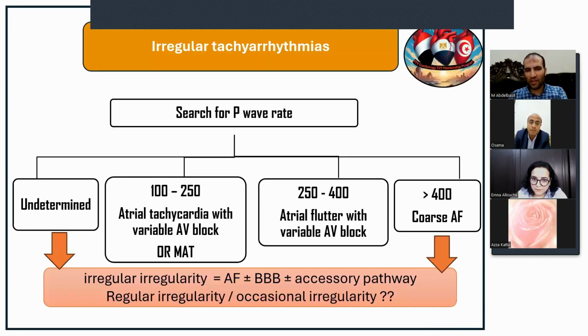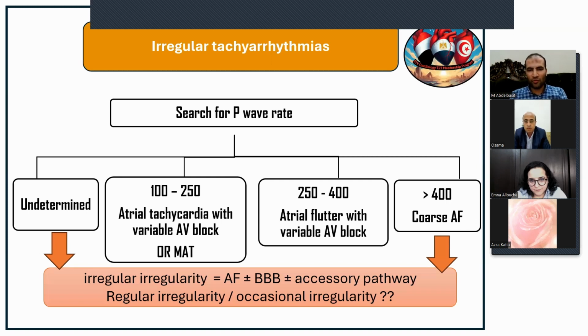So, moving to irregular tachycardias, I tried to summarize irregular tachyarrhythmia in such an algorithm, starting with Cherchez la P, as the French say. If the atrial activity is undetermined, or the atrial rate is more than 400, we have to move to the second step, which is irregularity. It could be atrial fibrillation, whether narrow complex or wide complex, and wide complex could be bundle branch block or accessory pathway. But if the undetermined atrial activity has some sort of regular irregularity or occasional irregularity, especially if wide complex: if regular irregularity with wide complex tachycardia, we could think of bidirectional ventricular tachycardia. If it is occasional irregularity, it could be a clue for diagnosis.